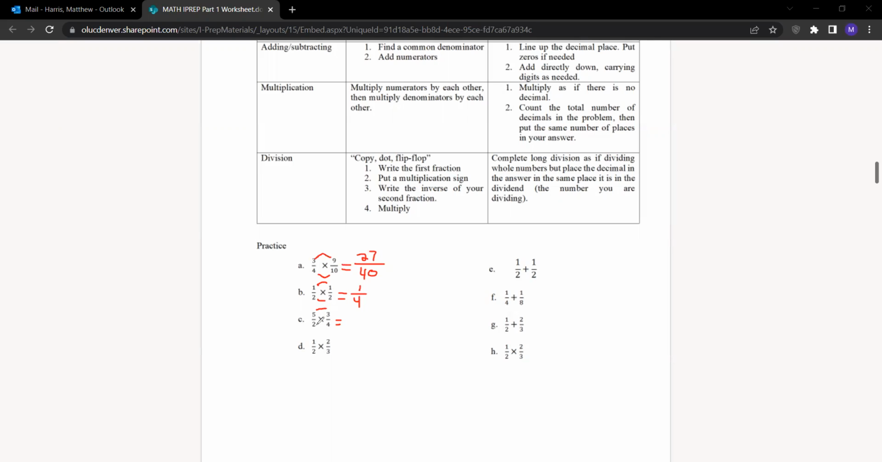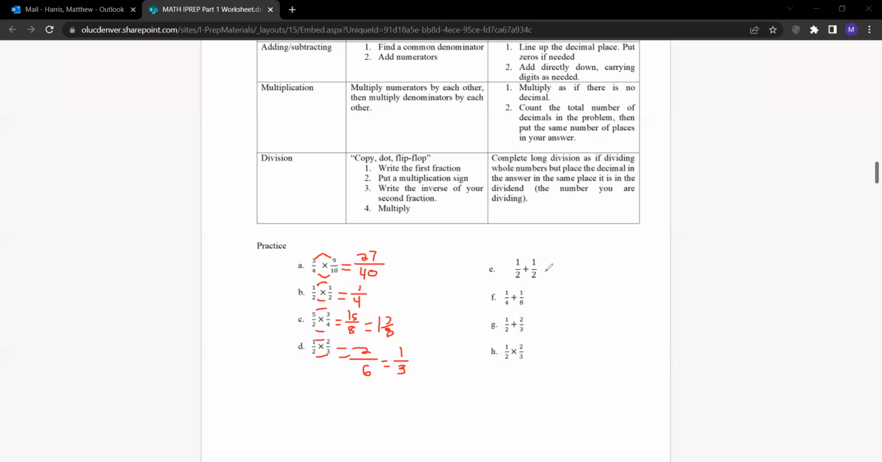Next, we have 5/2 times 3/4. Once again, it's the same process. 5 times 3 is 15, 2 times 4 is 8, so 15/8. In this one, we can turn it into a mixed number, correct? 8 goes into 15 once, remainder 7, so if you want, I can put it as 1 and 7/8. All right, next we have 1/2 times 2/3. Multiply those: 1 times 2 equals 2, 2 times 3 is equal to 6, and this can be simplified to 1/3.